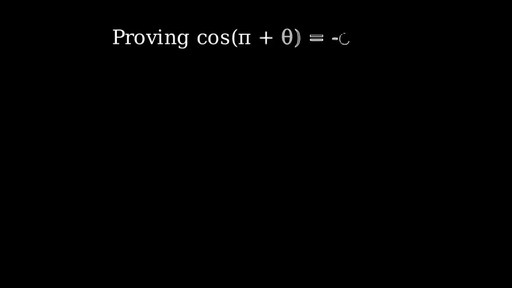Today we'll prove the trigonometric identity that cosine of pi plus theta equals negative cosine of theta. Let's start by writing out what we want to prove. Let's understand this visually using the unit circle.